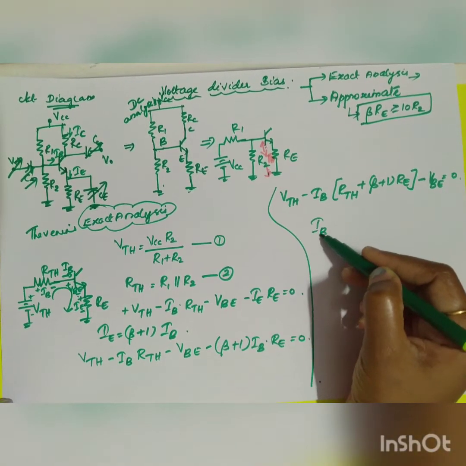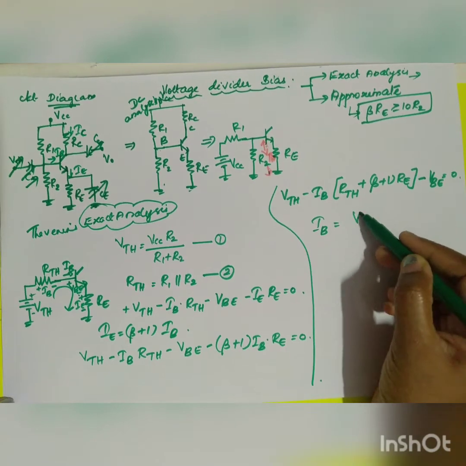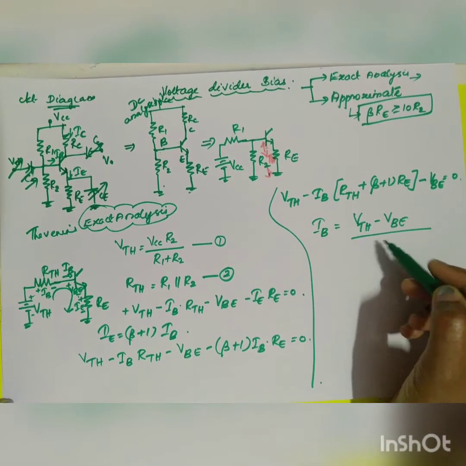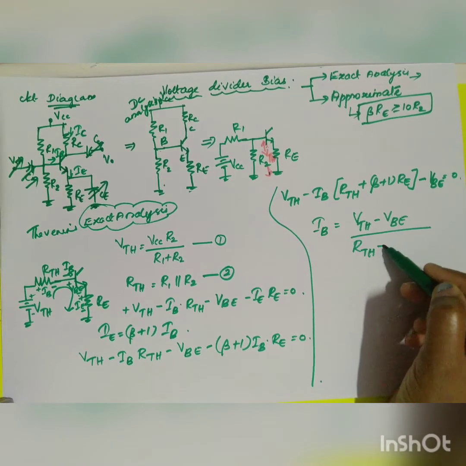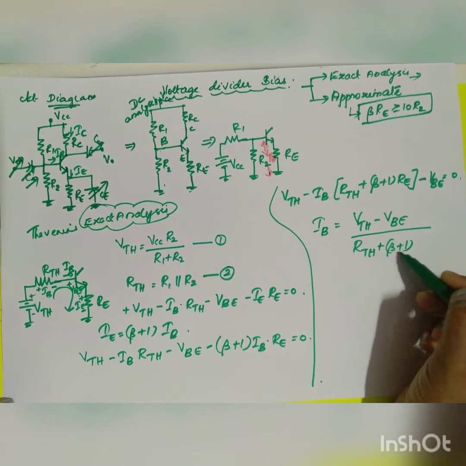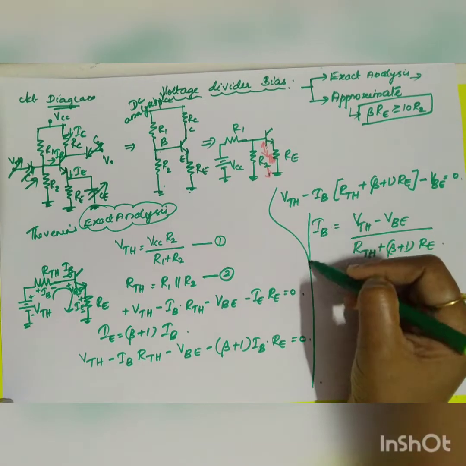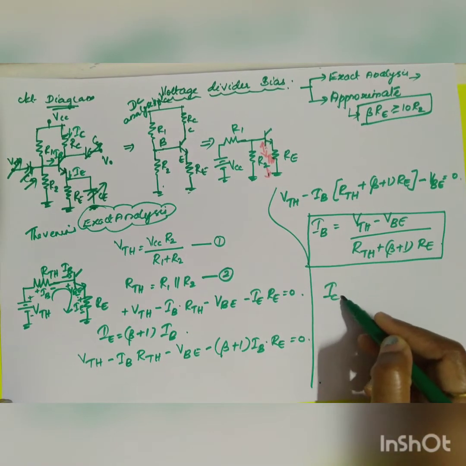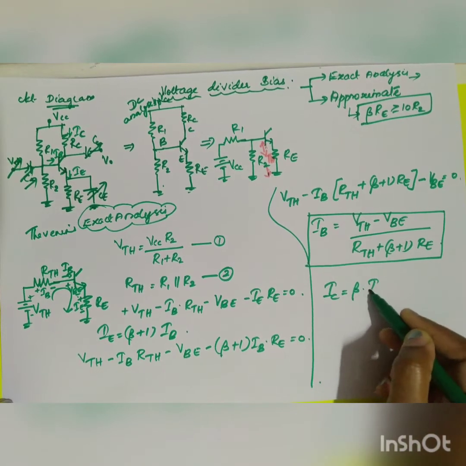From this, can we find out the value for IB? I can write it as VTH minus VBE divided by RTH plus (beta plus 1) into RE. So this is going to be your IB. Once you have calculated IB, you know that IC is equal to beta into IB.